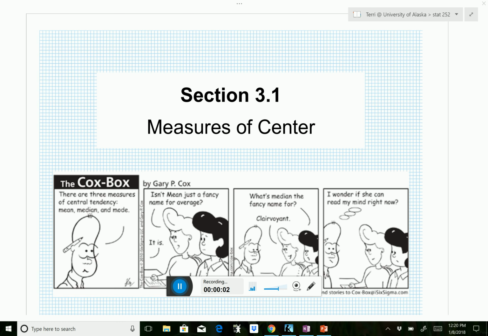Okay, so now we're going to start looking at some other measurements, some numerical measures for our data sets. The first thing we're going to be looking at is measures of center. The big ones we're going to be doing are mean, median, and mode. You can see my little comic right here talking about mean, median, and mode.